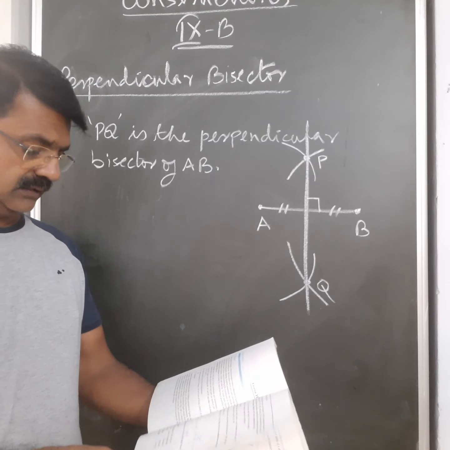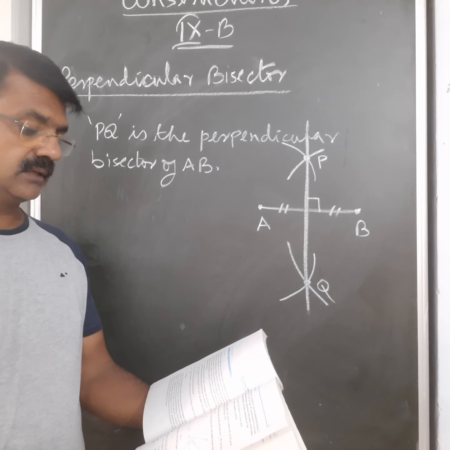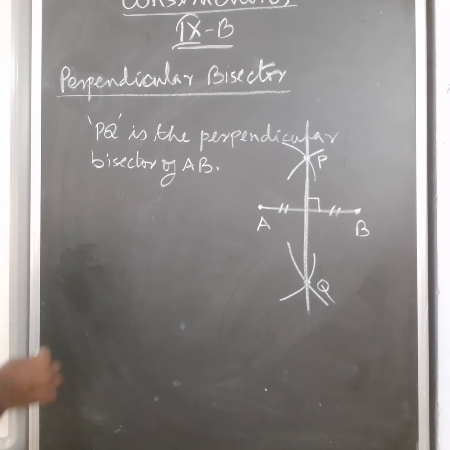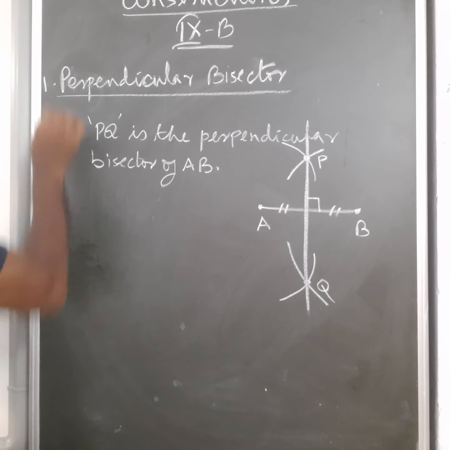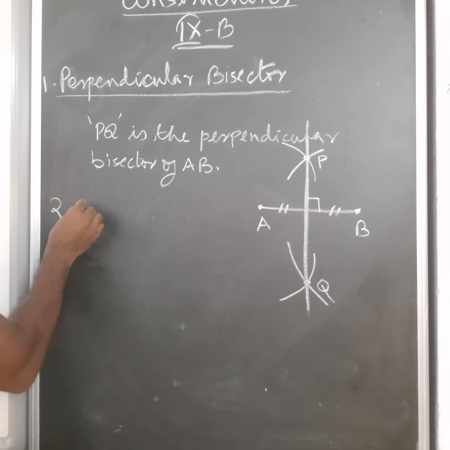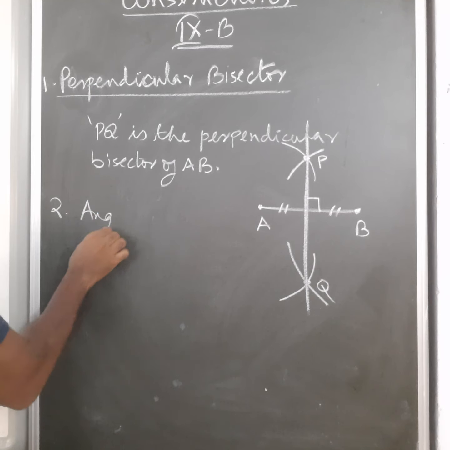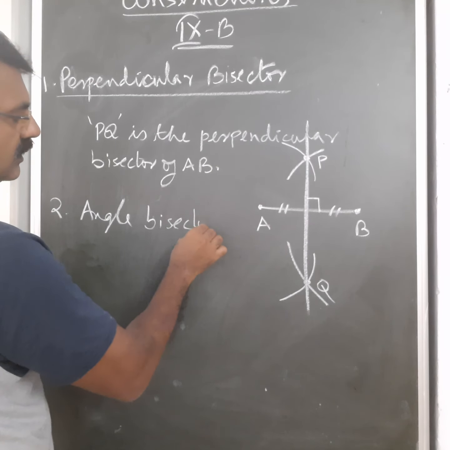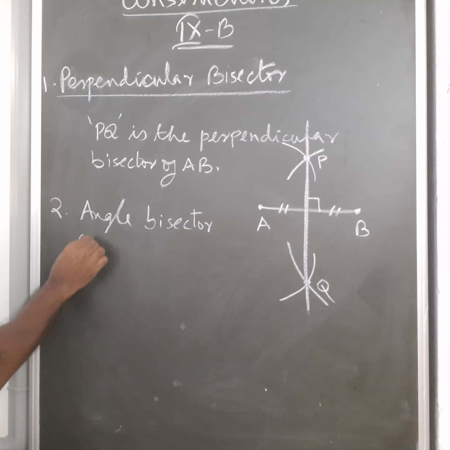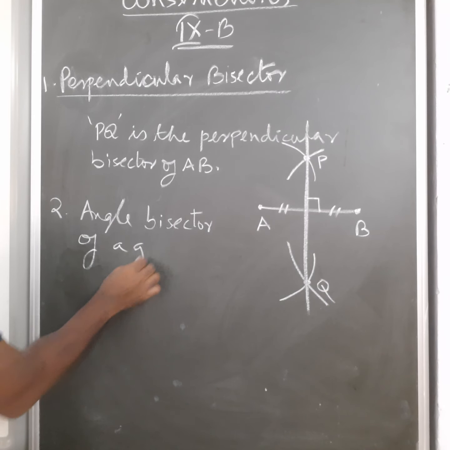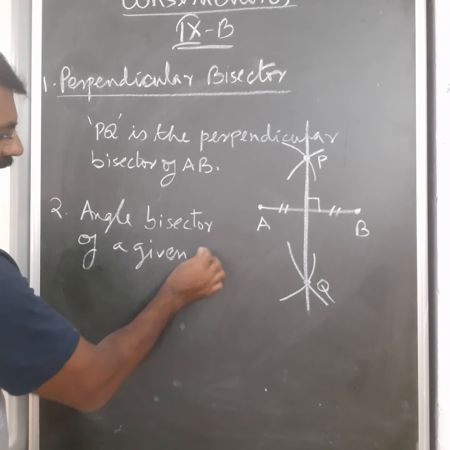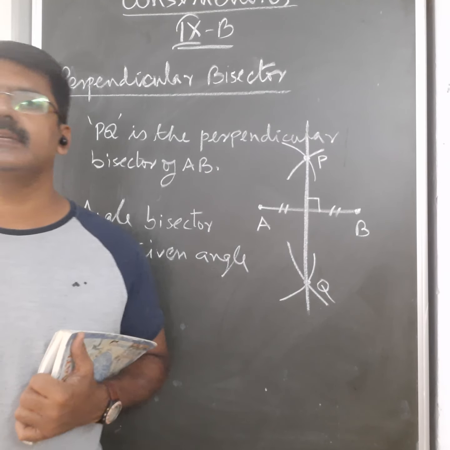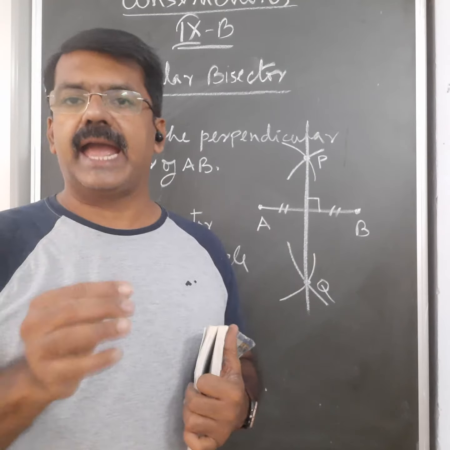Okay, so we have done how to construct the perpendicular bisector, and now I will tell you one more construction, and that is the angle bisector of a given angle. Angle bisector of a given angle.